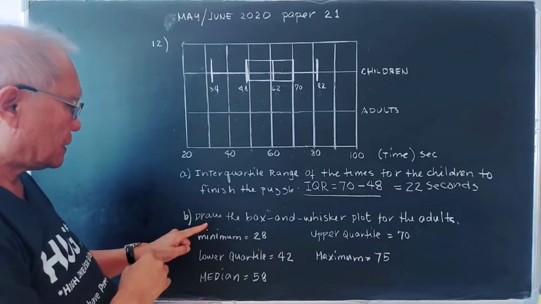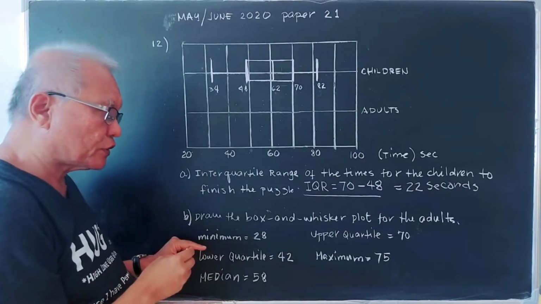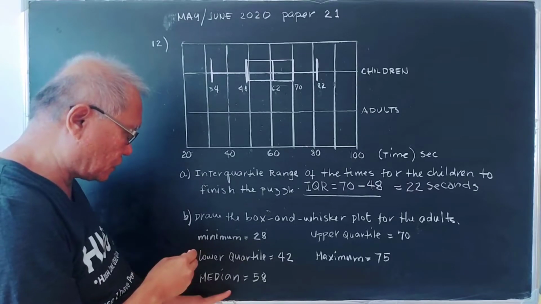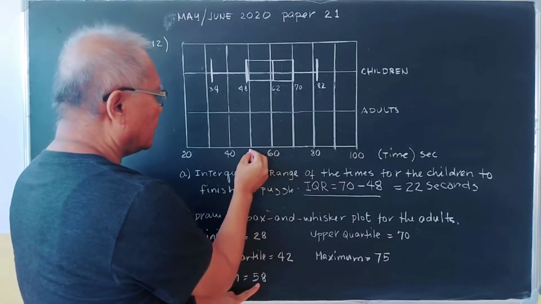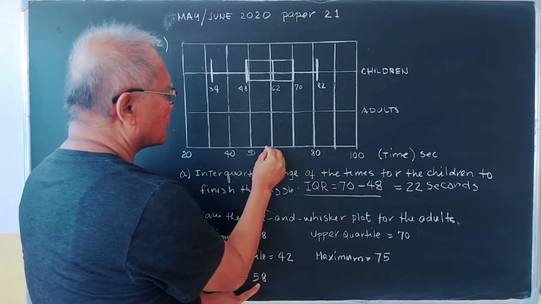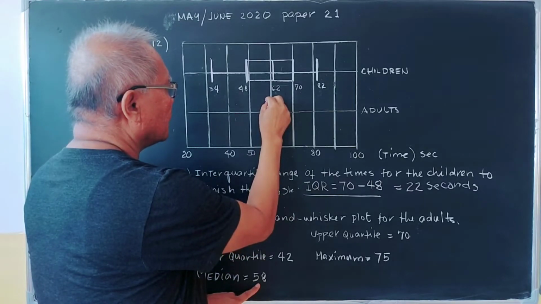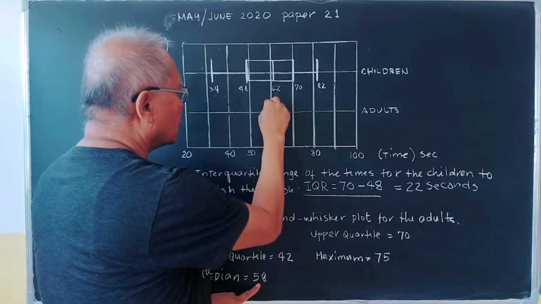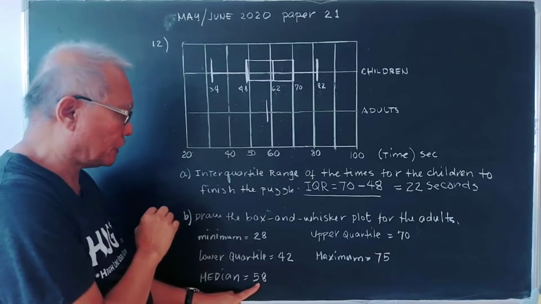Okay, let us plot letter B. Let's plot first the median, which is 58. Where is that? This one is 50, so more or less 58 is somewhere here. So we draw the median here. That's the median, 58.